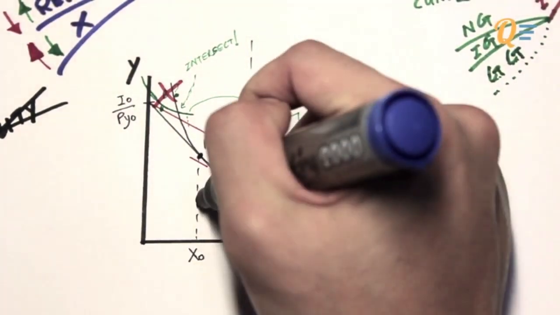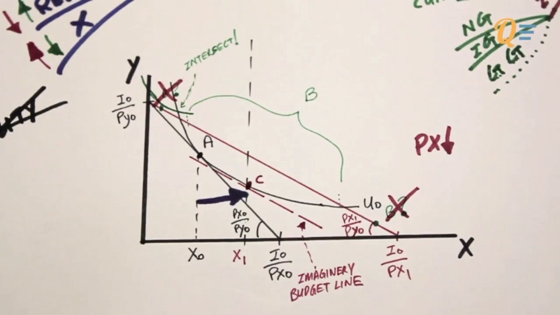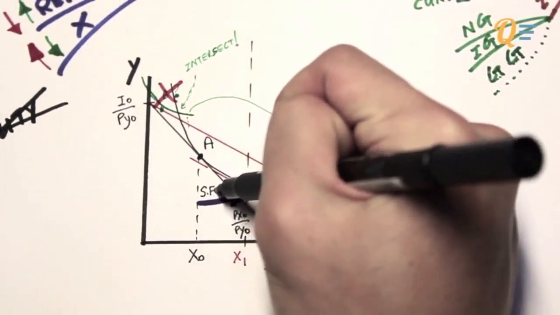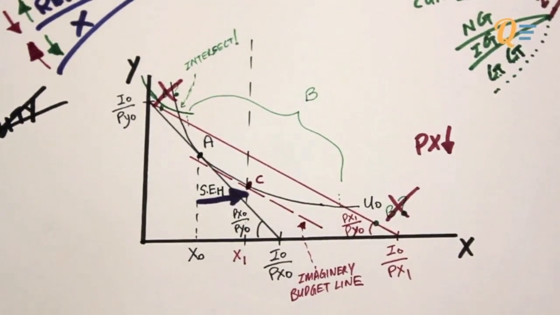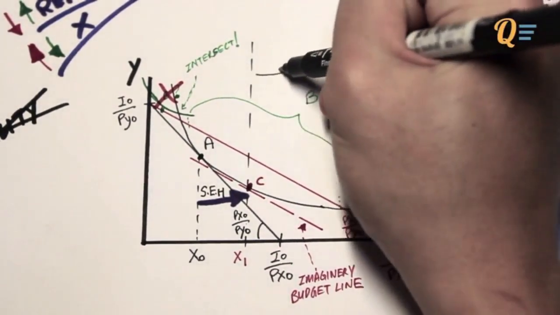Alright, so I've done it. I've marked out my substitution effect. So I'm just going to draw an arrow there which points towards the right direction and label it SEH, which stands for the substitution effect given the Hicksian definition of real income.